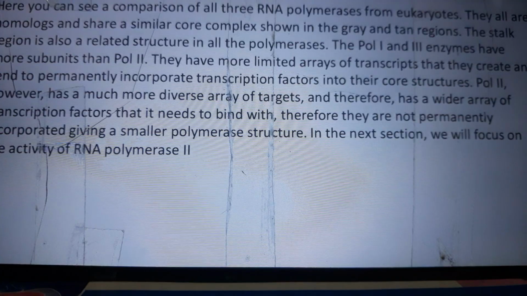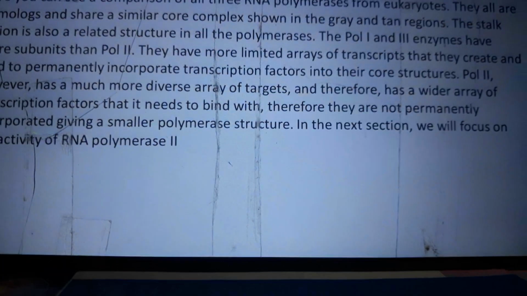The pol 1 and 3 enzymes have more subunits than pol 2. They have more limited arrays of transcripts that they create and tend to permanently incorporate transcription factors into their core structures. Pol 2, however, has a much more diverse array of targets and therefore has a wide array of transcription factors that it needs to bind with. Therefore, they are not permanently incorporated, given a smaller polymerase structure. In the next section, we'll focus on the activity of polymerase 2.